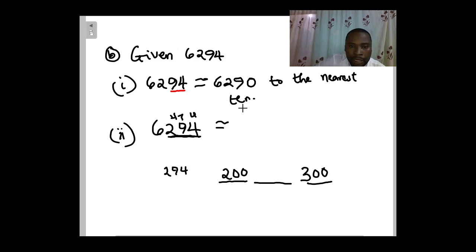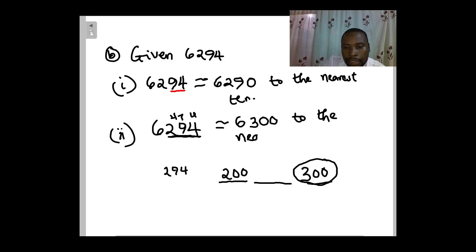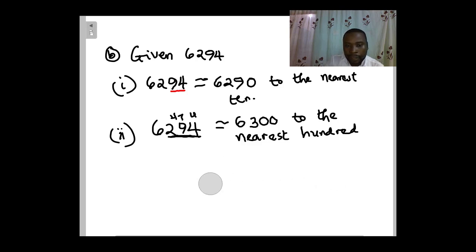So I will now come here. I will now write 6. That 6 is too big. I don't like it. So I'm going to write 6, okay? And in place of 294, I will write the round number that it is closer to, which is 300. So I'm going to write 300 here. And I will say to the nearest 100. Good. To the nearest 100. Next, let me go to the nearest 1000.